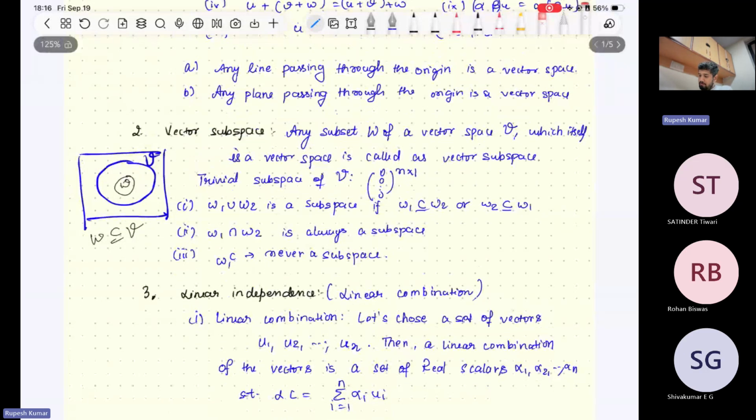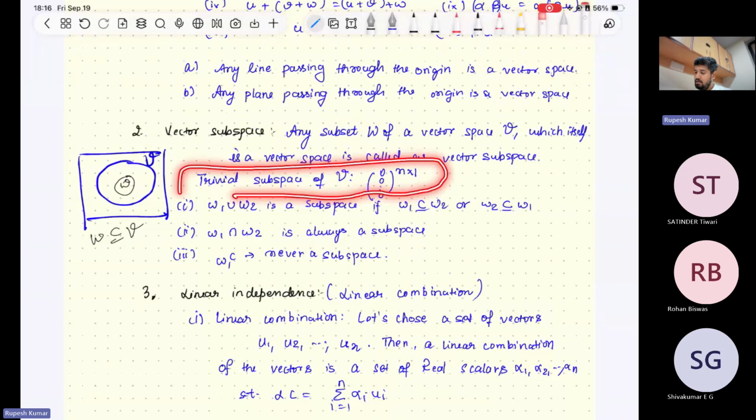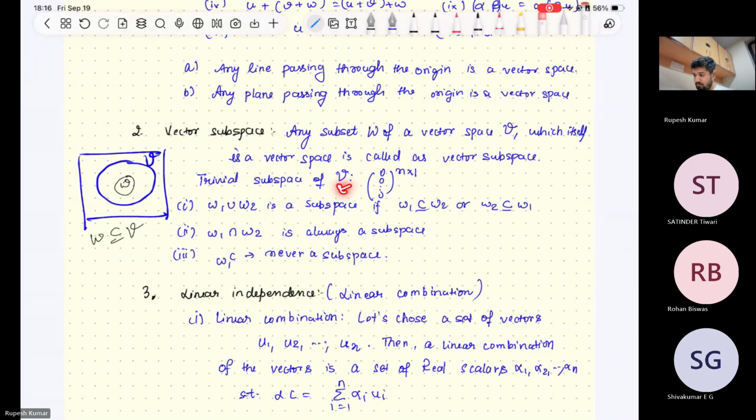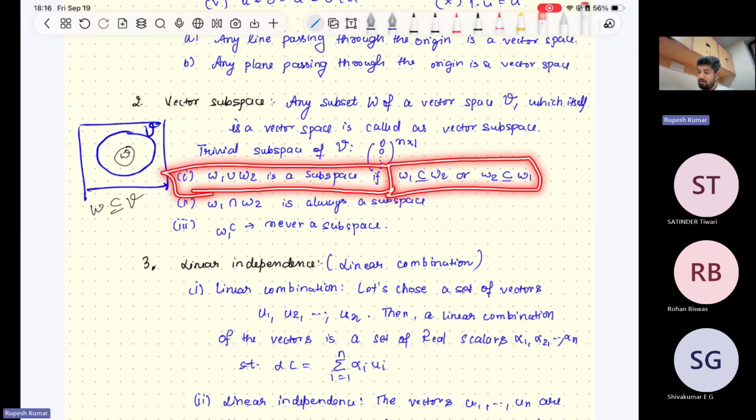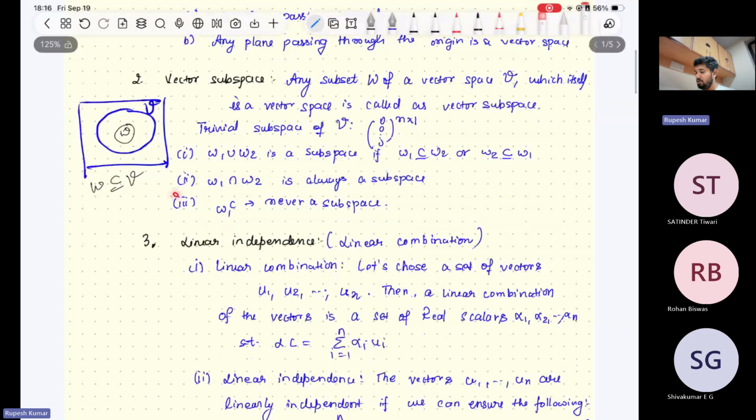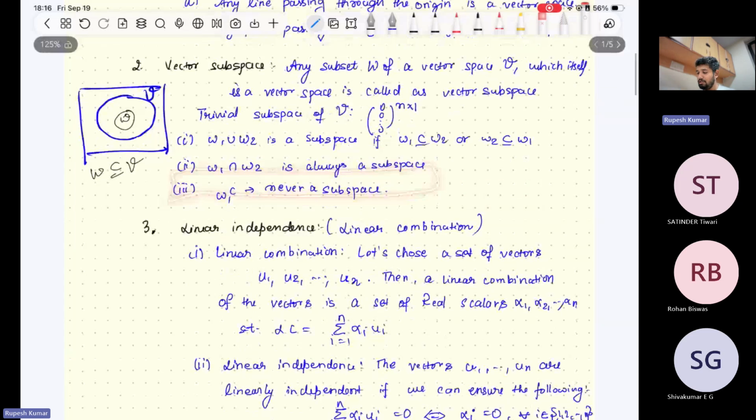Now, a trivial subspace of V is the origin, right? The origin is a subset of any vector space and it exists in V, so it is a trivial subspace. Then the union of two vector subspaces is a subspace if and only if one of the subspaces is a subset of the other. If it's not true, then it's not possible. So the union operation between two subspaces is only possible if one of them is a subspace of the other, right? And the intersection of two subspaces is always a subspace.